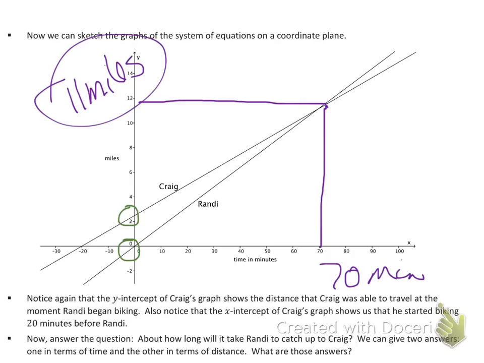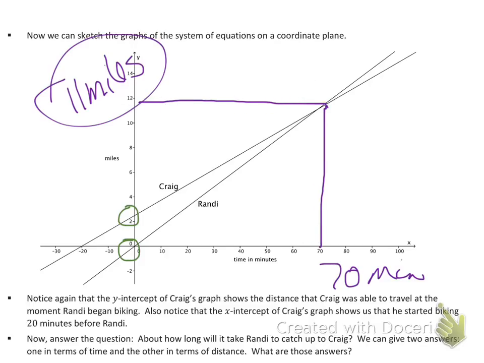Okay, so this was a system of linear equations, or simultaneous linear equations. And once again, we found on the graph the point of intersection, and we said this is the point that satisfies both equations. And so it's the solution to our question, okay? And so here we can see the 70 minutes and 11 miles. So this 70 minutes is the time that Randy has been traveling, but notice Craig has actually been traveling for 90 minutes when we get to this point on the graph.